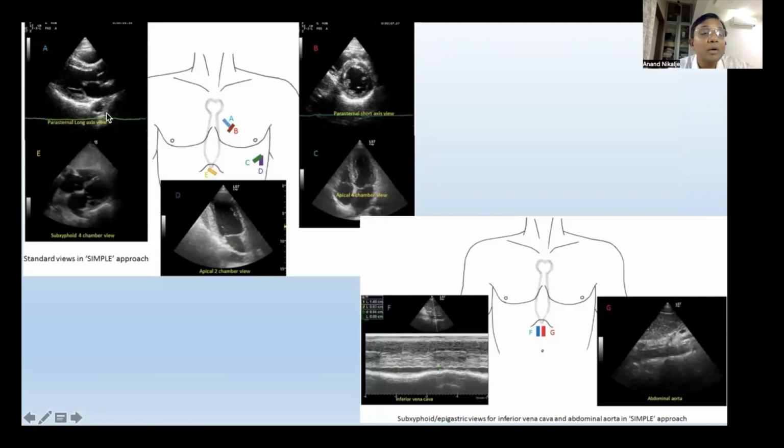They are the parasternal long axis, parasternal short axis, xiphoid four chamber, apical two chamber, and apical four chamber views. The xiphoid or epigastric views are for the inferior vena cava and abdominal aorta. You can look at the aorta and IVC in a xiphoid view.